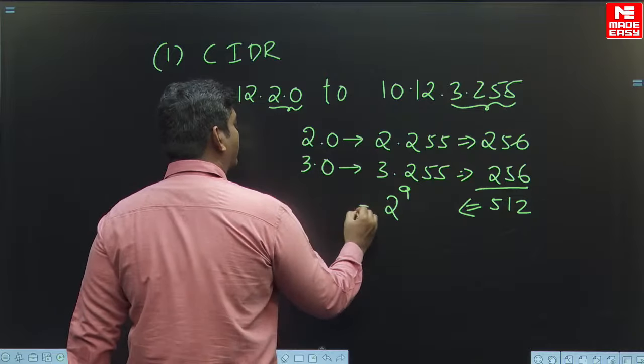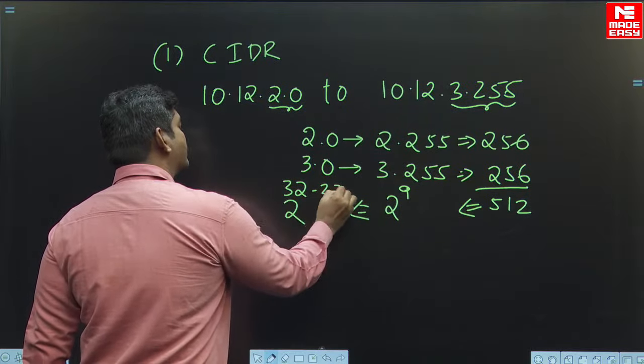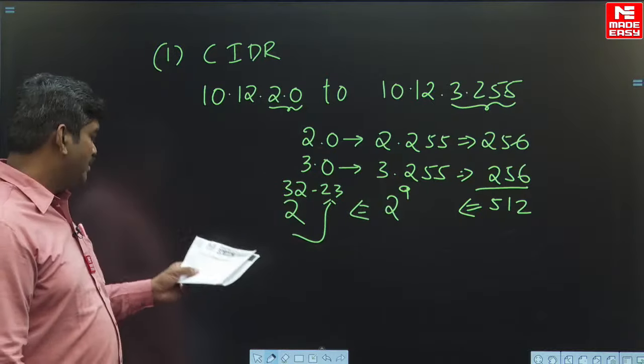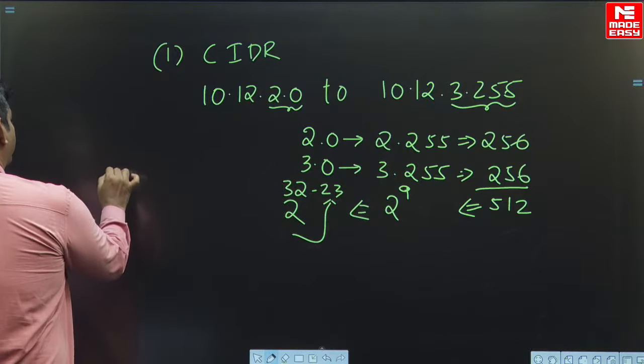512 is 2 power 9. So what is 2 power 9? It is 2 power 32 minus 23. So this 23 is the supernet mask. From the given options, you can see where the slash 23 is. It is at option D.